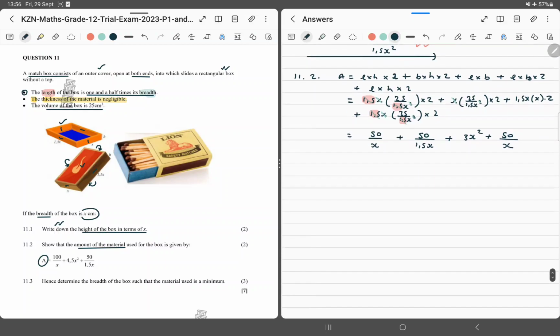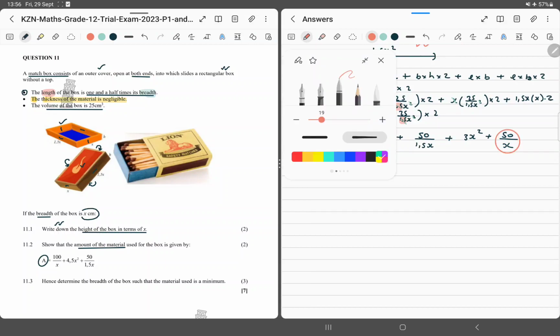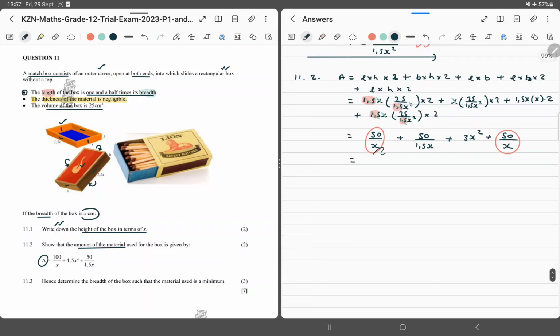Okay. So what do we do now? We want it to look like that. So this is 50. These are like terms now. This is a like term to this one. So when we sort out those like terms, what happens? We get 50 plus 50 is 100. The denominator is common. Plus, where is 4,5x squared? There's something missing here. There is something missing, so it's not complete.